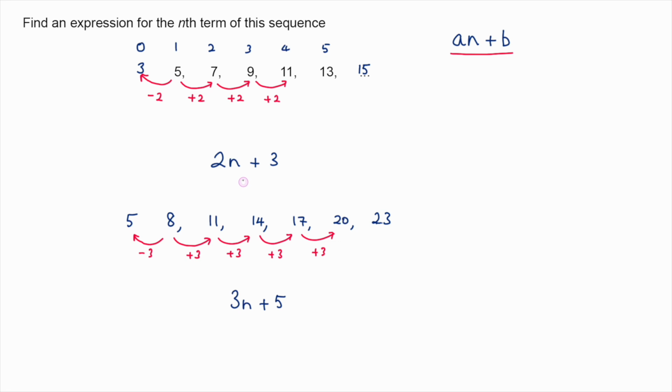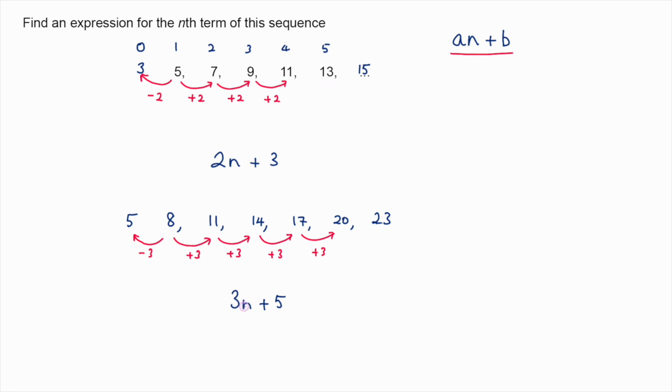So what we do to check them is we put the n value in here. So let's take this term here. This is the third term in the sequence, so the n value is 3. If we put 3 in here, 2 multiplied by 3 is 6, plus another 3 is 9. Let's check this term here. It's the fifth term. 2 multiplied by 5 is 10, plus the 3 does give me 13.